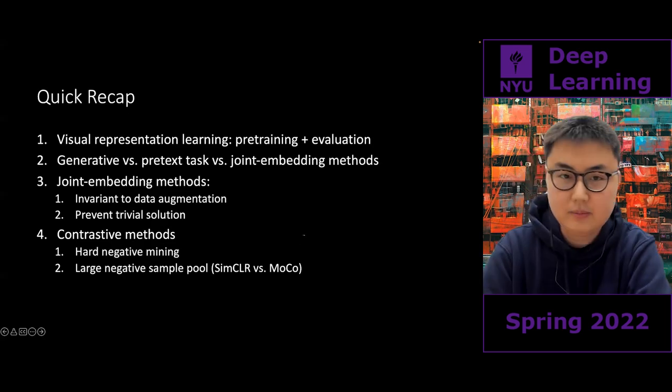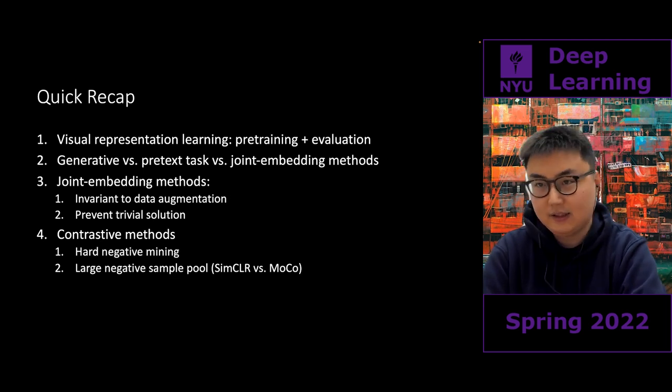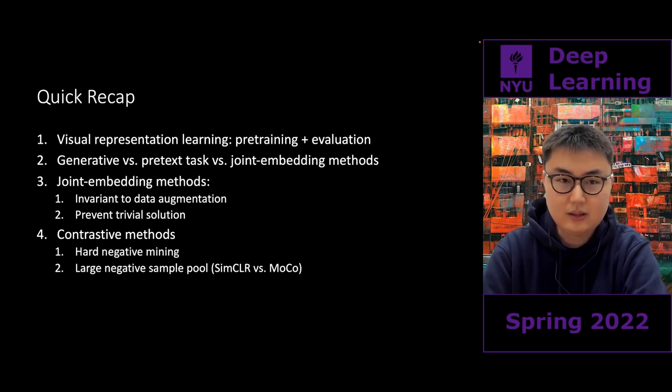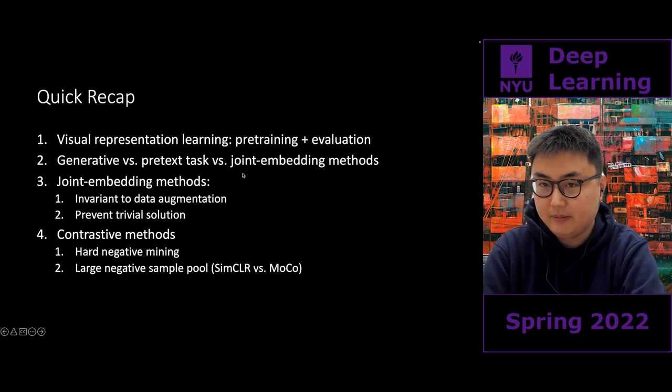First of all, let's have a really quick recap. What did we talk about last Thursday? First, we talked about visual representation learning, and how it's a two-step process. You do pre-training first, then you do evaluation as a second step. Then we talked about how you can do visual representation learning: you've got a generative method, a pre-training pretext task, or a joint-embedding method.